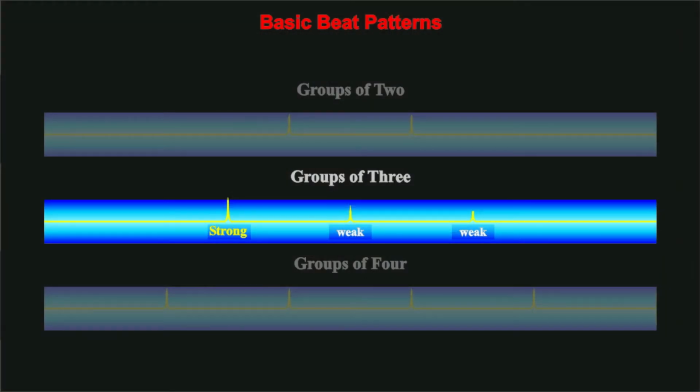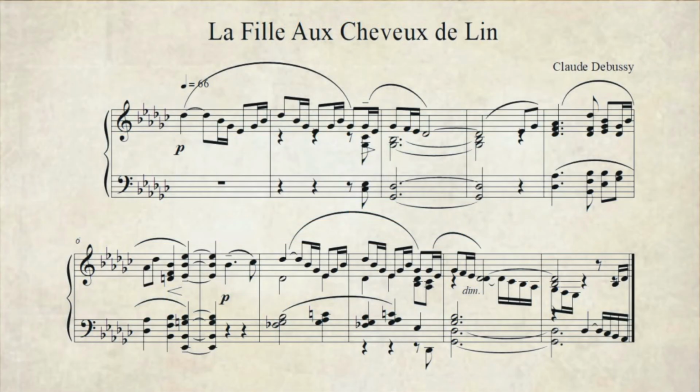When the beats are grouped in sets of 3, the first beat is strong, while the second and third are weak. Listen again to our excerpt from Debussy's Girl with the Flaxen Hair, where the emphasis has been exaggerated in order to show the strong weak-weak pattern of beats grouped in threes.